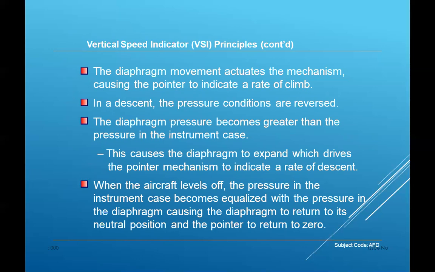In a descent, the pressure conditions are reversed. The diaphragm pressure becomes greater than the pressure in the instrument case. This causes the diaphragm to expand, which drives the pointer mechanism to indicate a rate of descent. When the aircraft levels off, the pressure in the instrument case becomes equalized with the pressure in the diaphragm, causing the diaphragm to return to its neutral position and the pointer to return to 0.